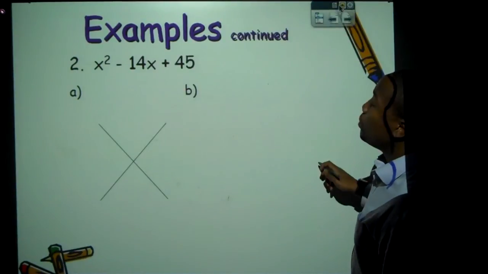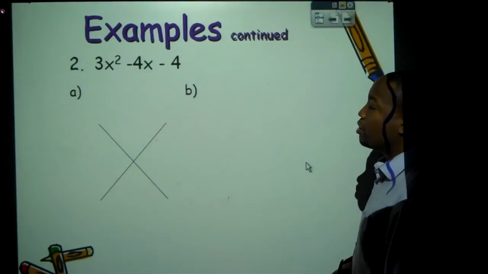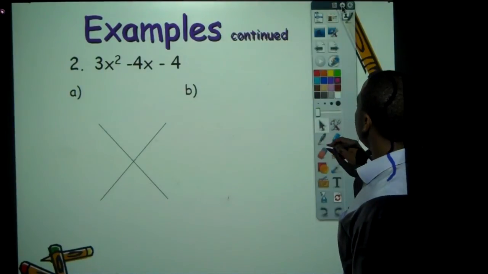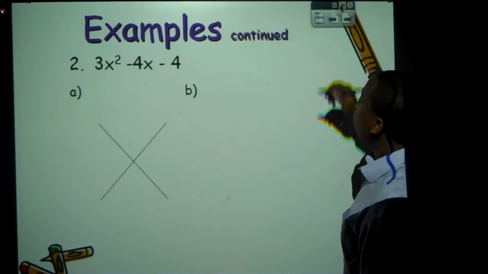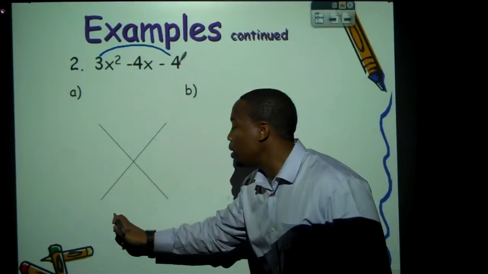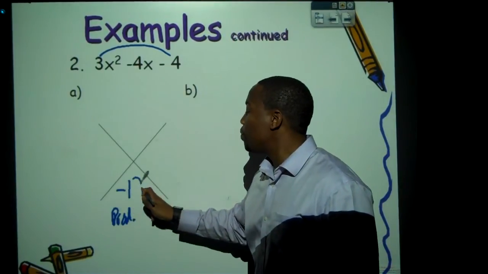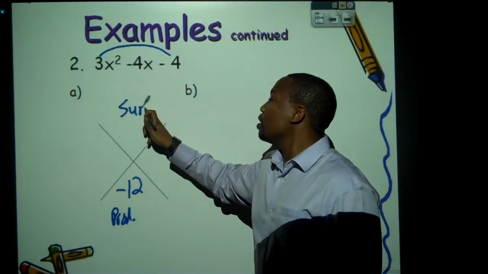Alright, now, let's look at the next example, which would be this one right here. So, first step. First thing you do, this times this. What do I get? Product at the bottom.